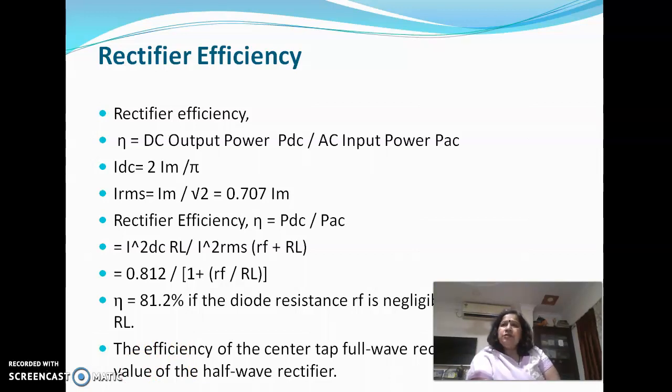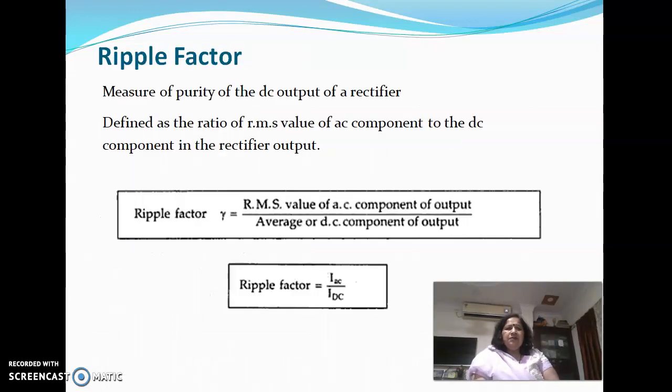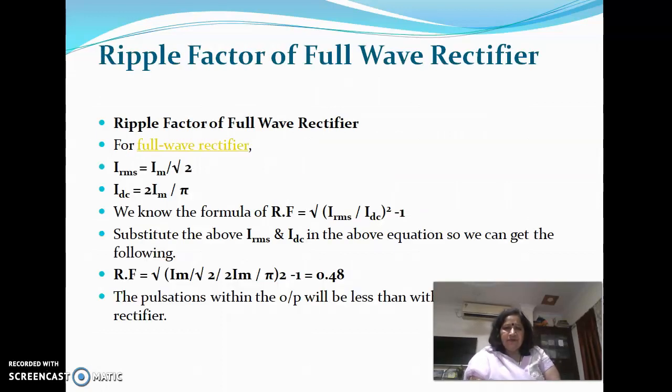If you remember, it was 40.6%. Here it is 81.2%. Similarly, we need a measure of the purity of the DC output of a rectifier. As we remember, the output of a rectifier contains both AC and DC components. So ripple factor is measured by the symbol gamma: the RMS value of the AC component of the output divided by the average or DC component of the output. So ripple factor is given by IAC by IDC.